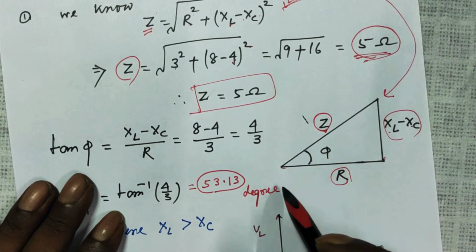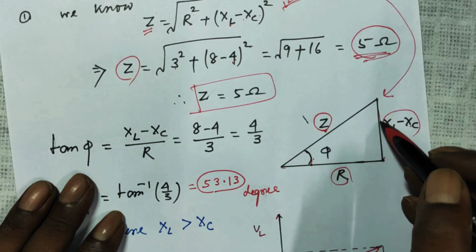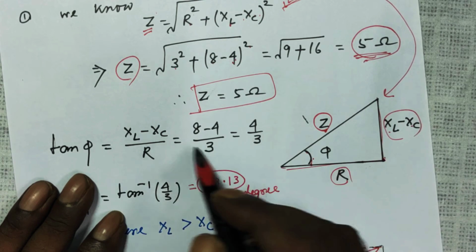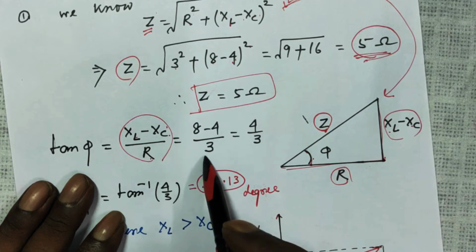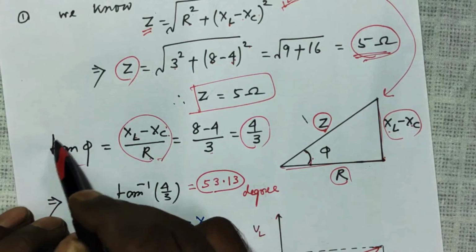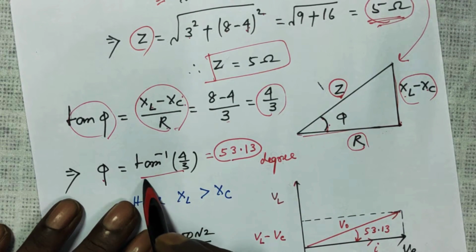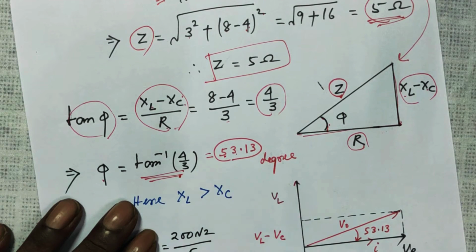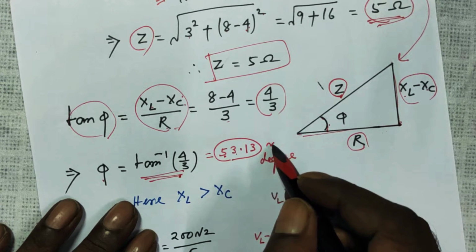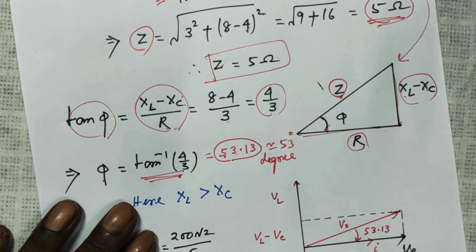So now from here, your tan phi will be perpendicular by base, that is XL minus XC over R. Now putting the values of XL, XC and R, I get it as 4 by 3. So phi is equal to tan inverse of 4 by 3. Just putting it in a calculator, this comes out to be 53.1 degree. So let us say this is nearly equal to 53 degree, right?